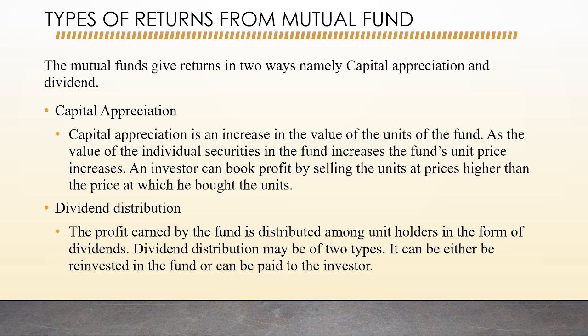In this session, let us understand the different types of returns from mutual funds. Mutual funds give returns in two ways, that is the capital appreciation as well as the dividend. Now, capital appreciation means an increase in the value of the units of the fund. As the value of the units increases, the unit price increases.